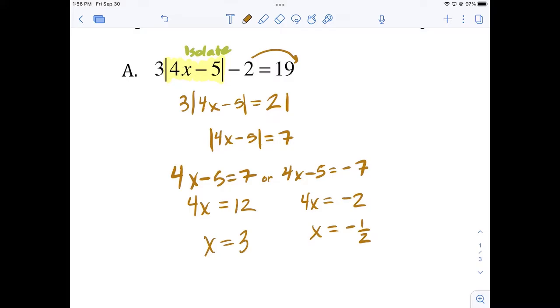x equals negative 1/2. Let's do the negative 1/2. 4 times negative 1/2. What's half of 4? 2. But now it's negative, right? So I get negative 2 minus 5. What's negative 2 minus 5? Negative 7. Oh, man, it's negative. Bummer. But it's the absolute value of negative 7. So now it's positive 7 times 3 is 21 minus 2 is 19. It works. It works. It works.